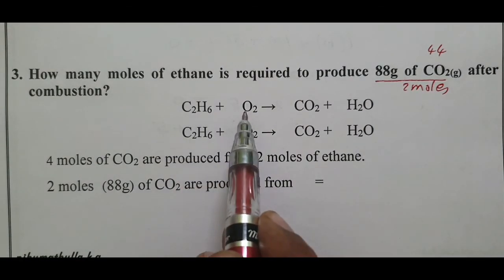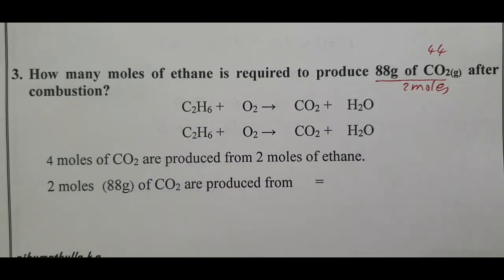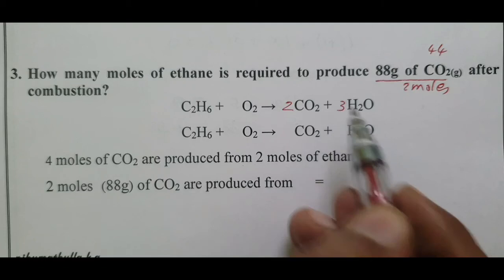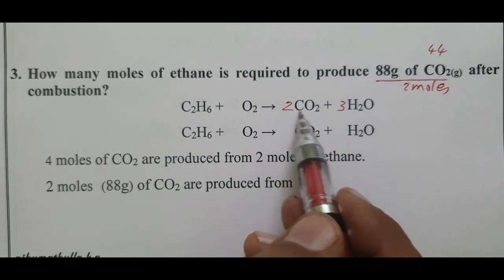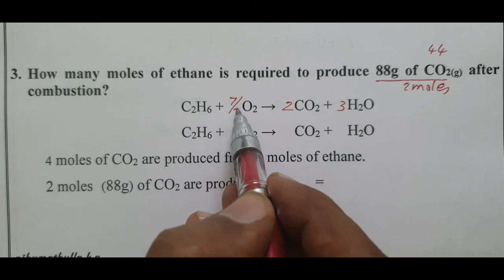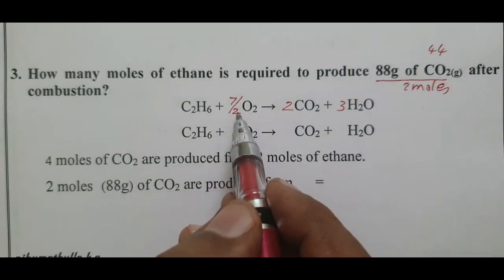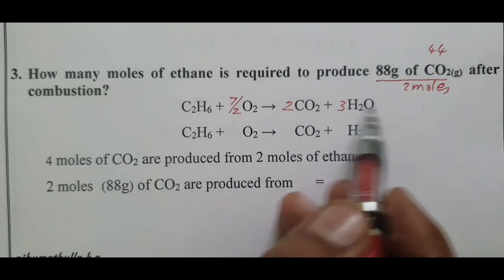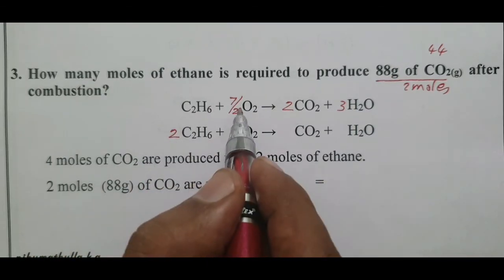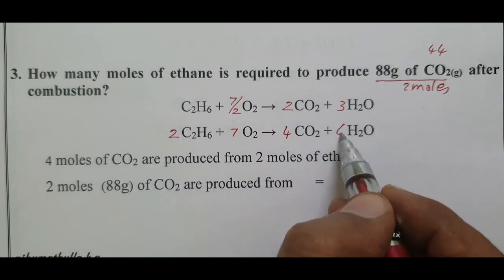Ethane, when burned in oxygen, carbon is converted into carbon dioxide, hydrogen is converted into water molecule. 2 carbon, 6 hydrogen, 3 into 2 is 6 hydrogen. 4 plus 3 equal to 7 oxygen, 2 into something equal to 7, 2 into 7 by 2 equal to 7. To cancel these, now multiply the whole equation by the denominator value 2. 2 into 1 equal to 2, 2 into 7 by 2 equal to 7, 2 into 2 equal to 4, 2 into 3 is 6.